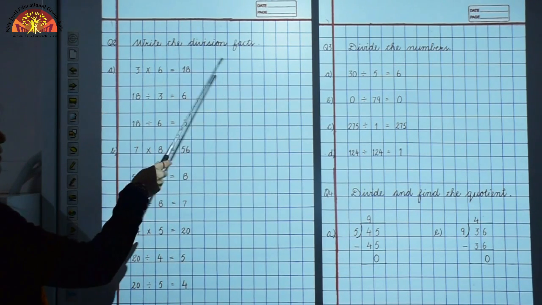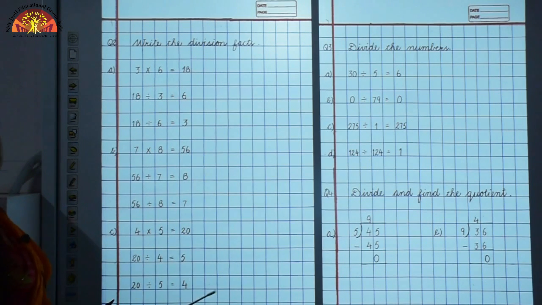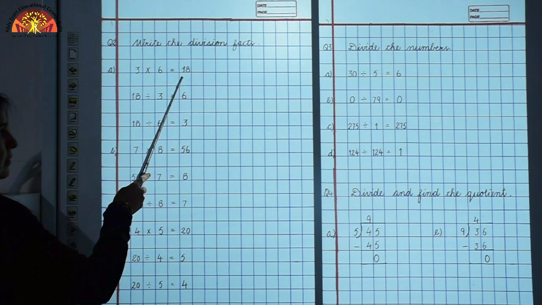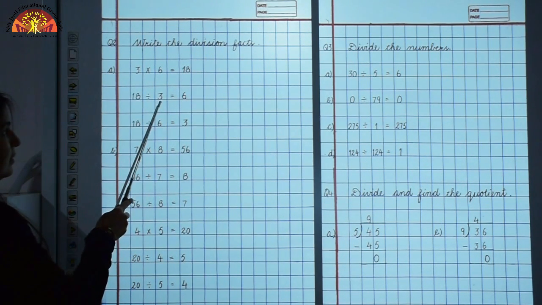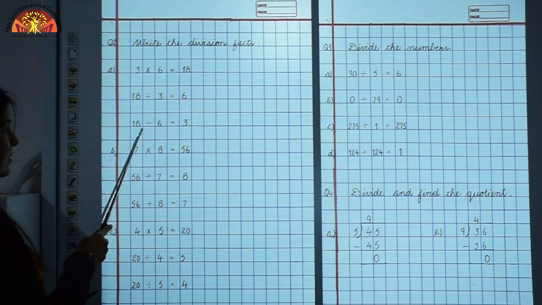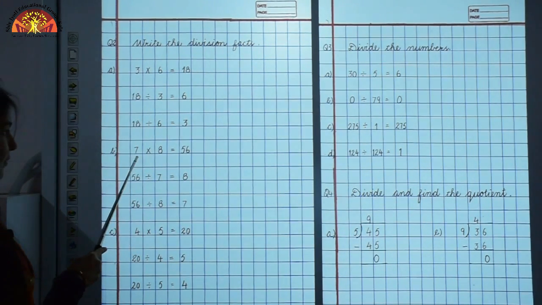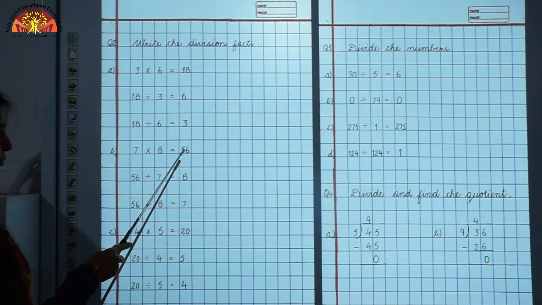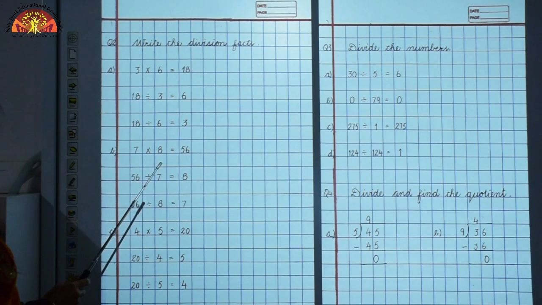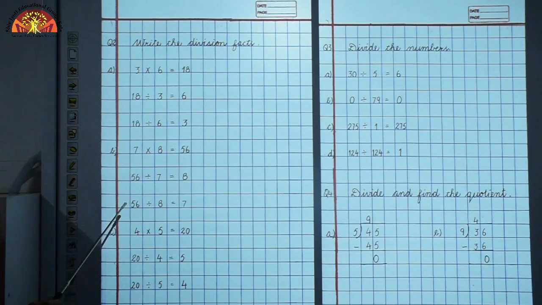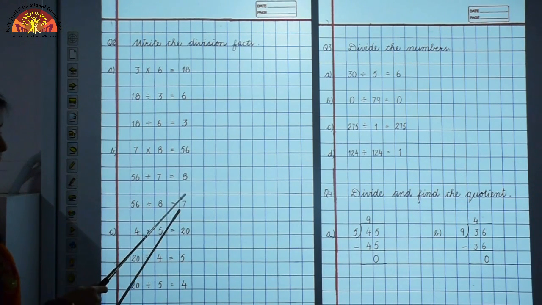Write the division fact. The question is given in multiplication form. Now you have to change this multiplication into division. So we will divide 18 once by 3, then we will get 6. Next we will divide 18 by 6, then we will get 3. Now children, 7 multiplied by 8 is equal to 56. This is B part. Now which number will we divide? Here we will divide 56 by 7, then we will get 8. When we divide 56 by 8, then we will get 7.